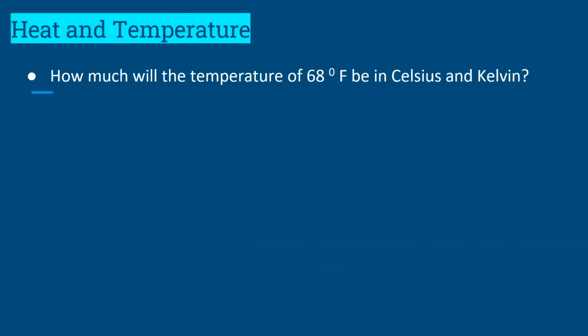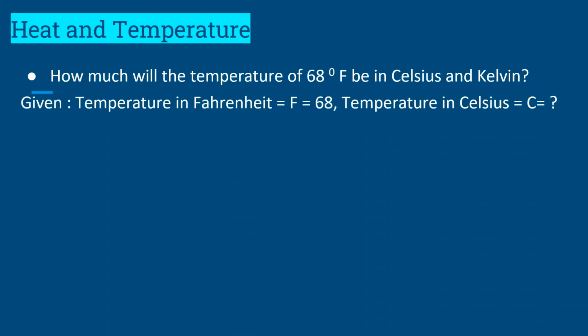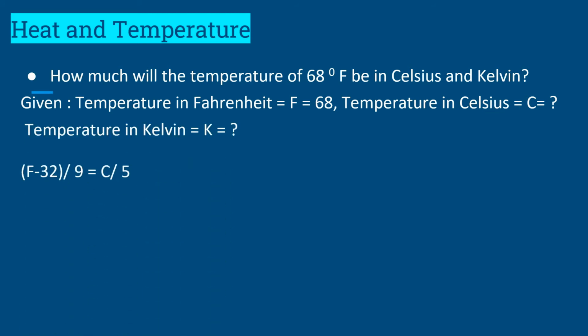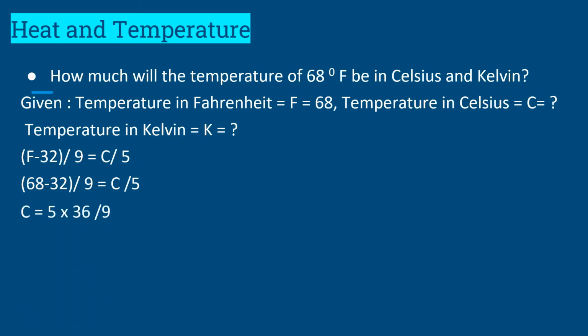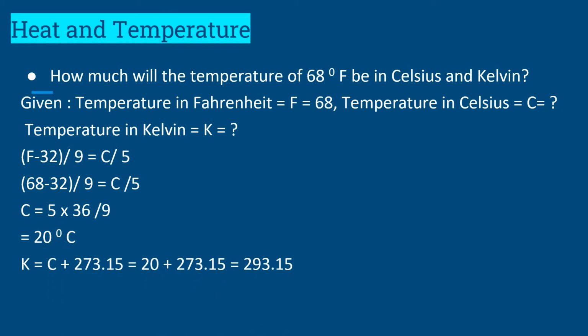Let us look at a problem. What will 68 degrees Fahrenheit be in Celsius and Kelvin? We have been given the temperature in Fahrenheit and we need to find the temperature in Celsius and Kelvin. We have the formula (F minus 32) divided by 9 equals C divided by 5. We substitute 68 for F and we calculate to get Celsius as 20 degrees. So the temperature is 20 degrees Celsius. For Kelvin, you add 273.15 and you get the temperature.